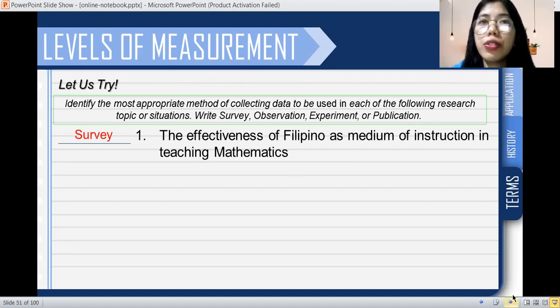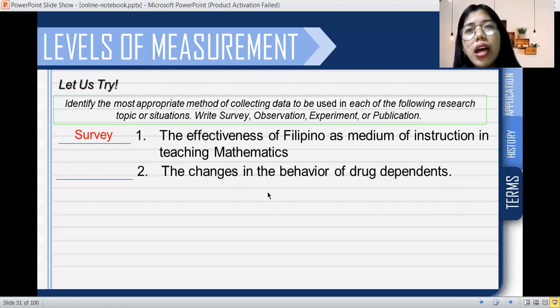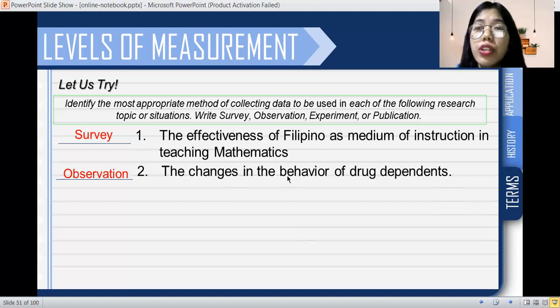So, ang tamang sagot po dito ay survey. So, magsusurvey po tayo, either mag-interview sa mga mathematics students or gamit tayo ng questionnaires to gather information. Now, we also have the changes in the behavior of drug dependents. Ano kaya dito? Changes in behavior. Now, we are now talking about observation. So, pwede tayong makagather ng data based only on observing sa mga behavior ng ating mga drug dependents.